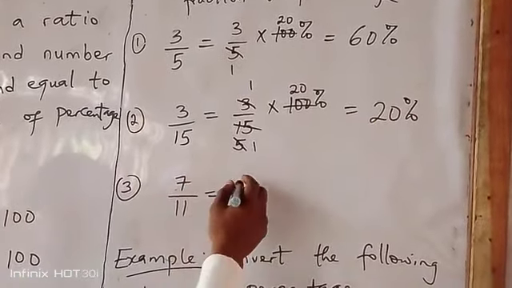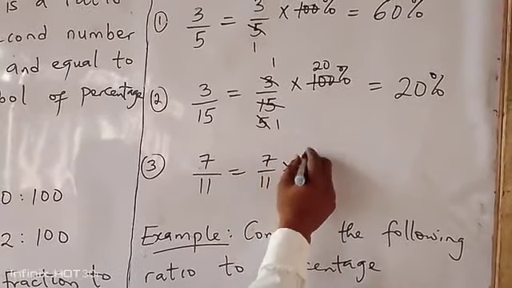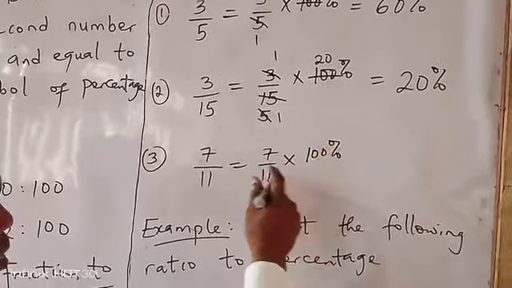And you have 7 over 11. So you still repeat the same process. 7 over 11 times 100%. And you will see that there is no way you can reduce it to its simplest form. So you are going to multiply the numerators. So you have 700% over 11.